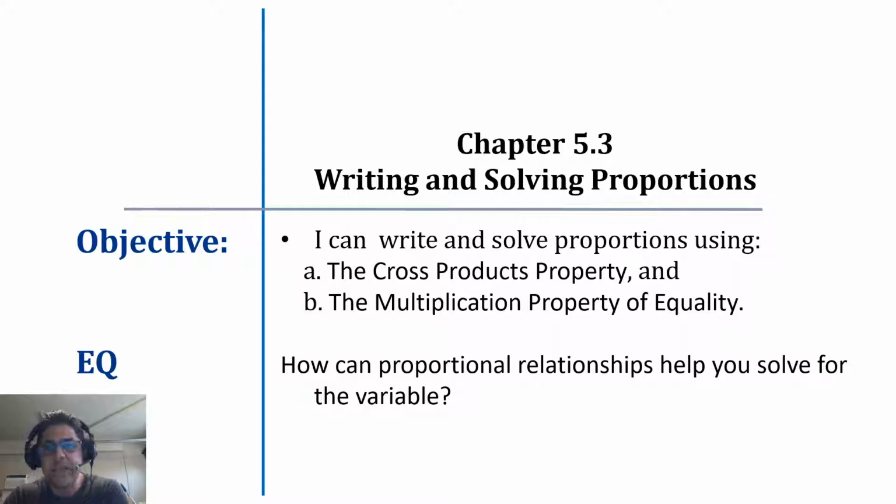Our objective today is I can write and solve proportions using one, or A, the cross products property. I really like that one. And some students can actually do the multiplication property of equality. Now that one's a little bit more challenging, and you do have to be really, really quick with your multiplication skills, but they're both very, very helpful. And our essential question is, how can proportional relationships help you solve for the variable?